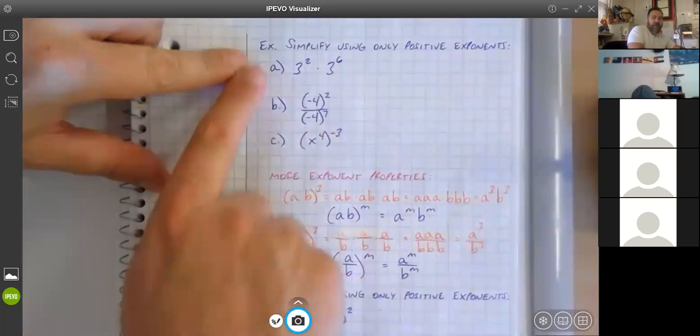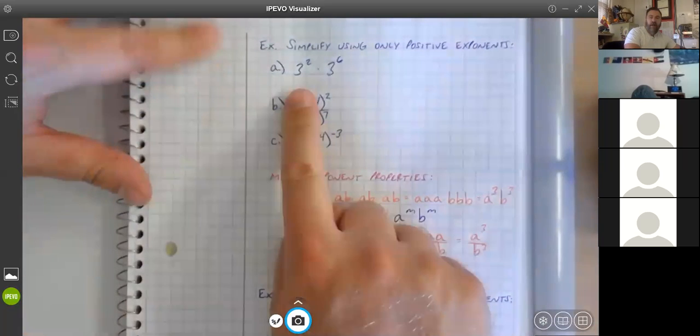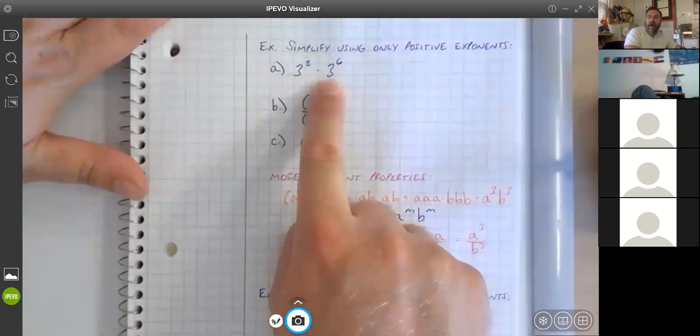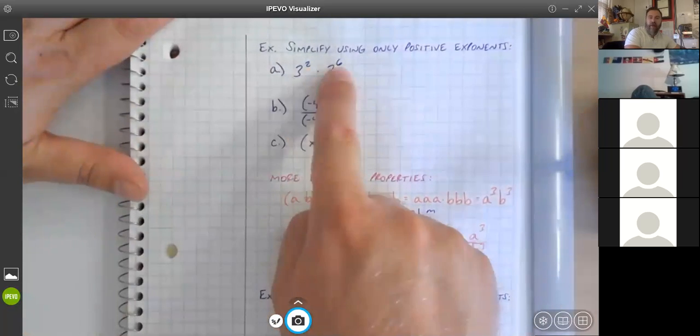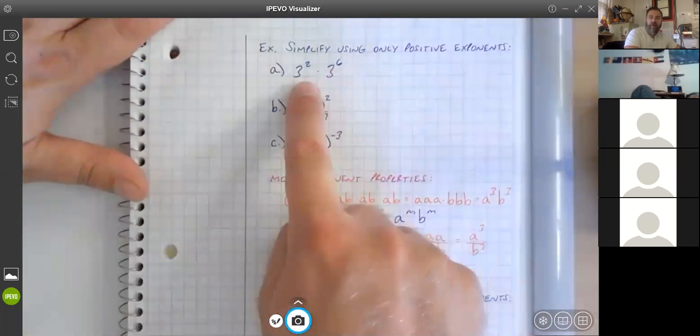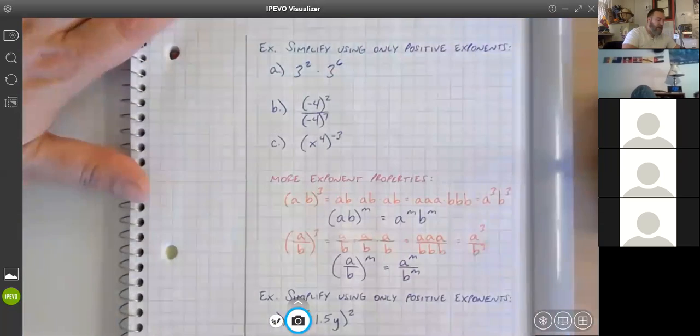So here we see examples that involve those same 3 properties. Just talking through it real quick. I see my common base. I have a common base times the common base. I can just add these exponents together to get my result. So 2 plus 6 is 8. So my result here would be 3 to the 8th power. Okay, that's the quick and easy, right?